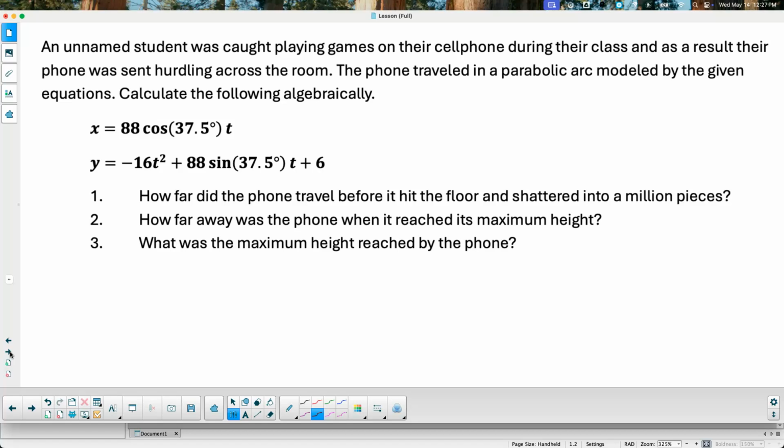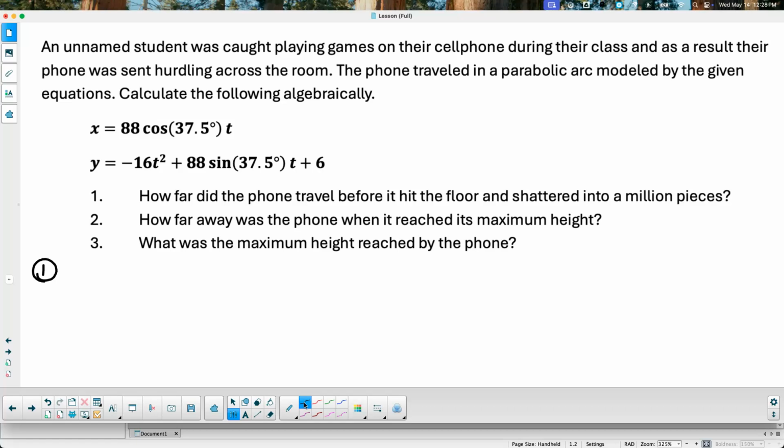Okay? So, an unnamed student was caught playing games on their cell phone during class, and as a result, their phone was sent hurtling across the room. The phone traveled in a parabolic arc modeled by the given equations. Calculate the following algebraically. So, x equals 88 cosine of 37.5 degrees times t. y equals negative 16 t squared plus 88 sine of 37.5 degrees times t plus 6. Question number 1 says, how far did the phone travel before it hit the floor and shattered into a million pieces?